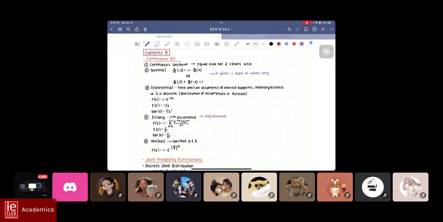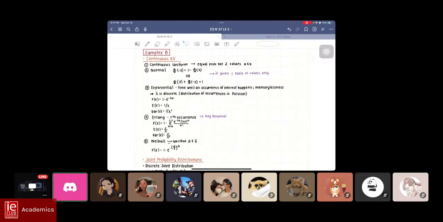So to start off, I wrote a few of the formulas for the coverage of LE2 since I think hindi siya lahat covered in the Samplex. So, I put down a few tips then on how I like to interpret the different problems and sana it helps also. So, like for continuous random variables, we have five different kinds of distributions: continuous uniform, normal, exponential, Erlang, and Weibull.